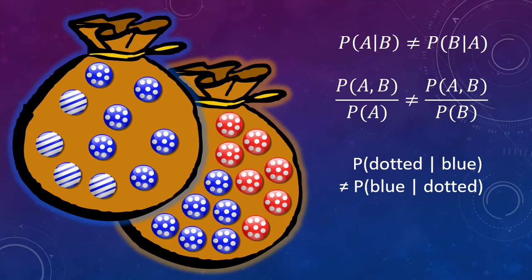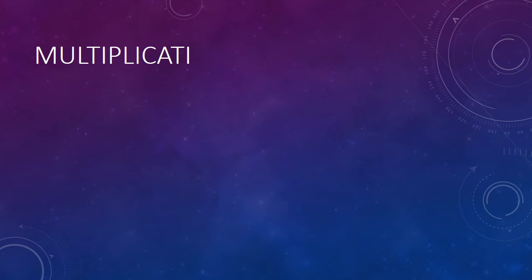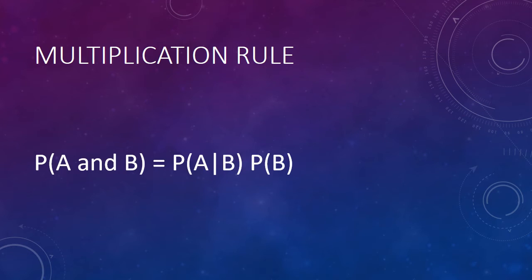Recall that last time we said that we could find the probability of a compound event by multiplying the probabilities of the two sub-events only if they were independent. What about if they're not independent? Well, then we can use conditional probabilities and the multiplication rule. The multiplication rule says that the probability of A and B is equal to the probability of A given B times the probability of B.